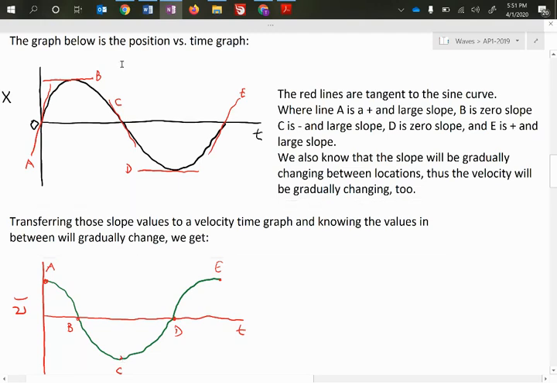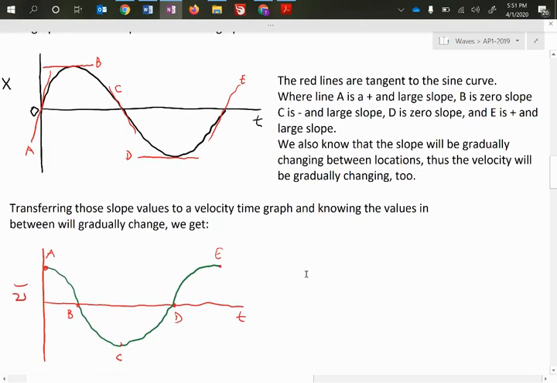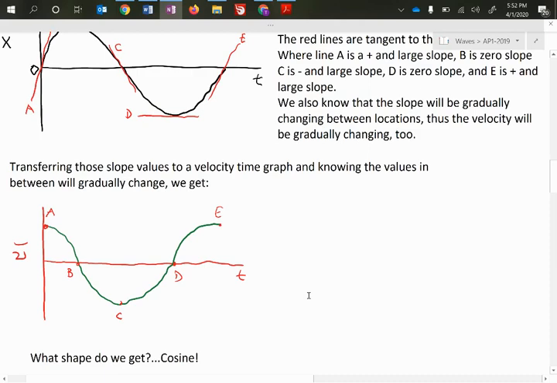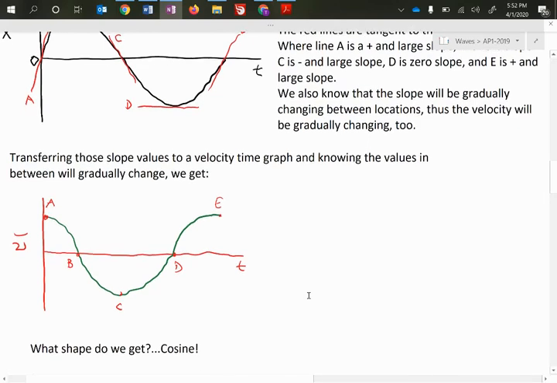And then we'll have a gradual change in slope from C to D that goes from big negative to zero. You can see the value of velocity goes from big negative to zero. And then finally, from here to here, we go from a zero slope to a large positive slope. So our velocity value should go from zero up to big positive. And those changes are going to be gradual. So the green curve here is showing those gradual changes in velocity. And lo and behold, what shape is that? It's a cosine. So that kind of matches with what the calculus is saying. Our graphing knowledge matches that.